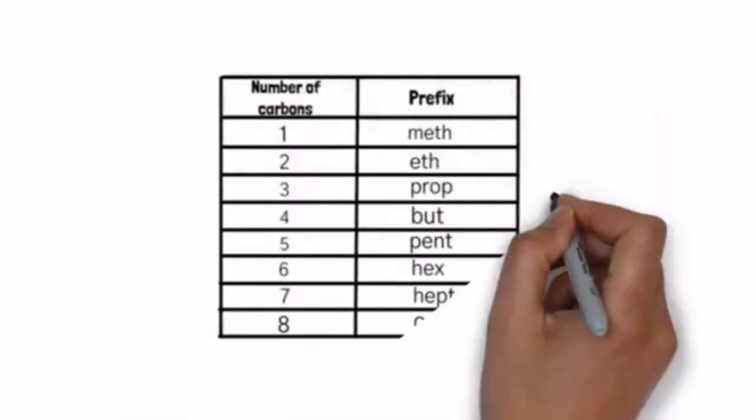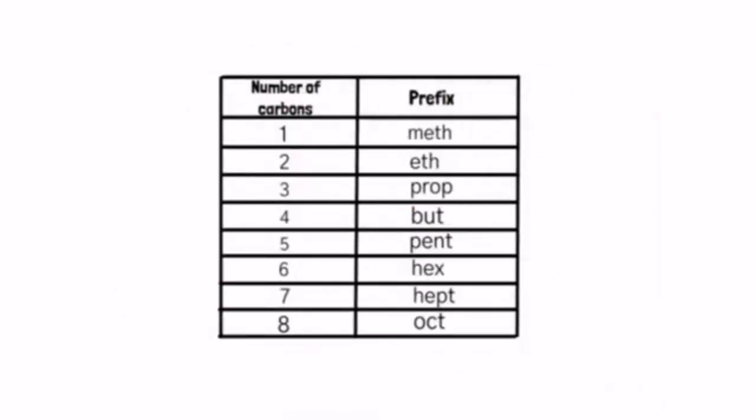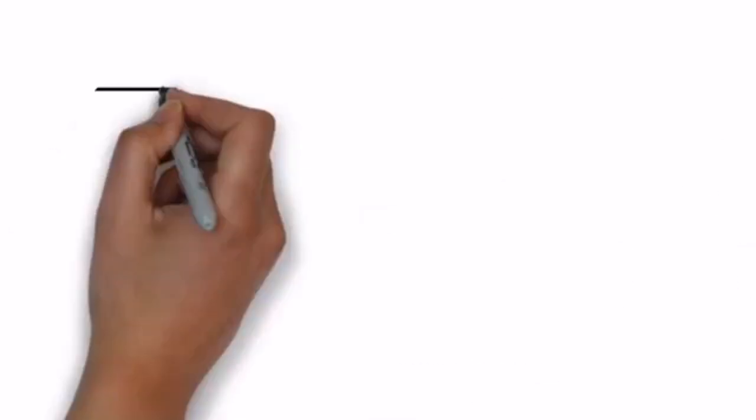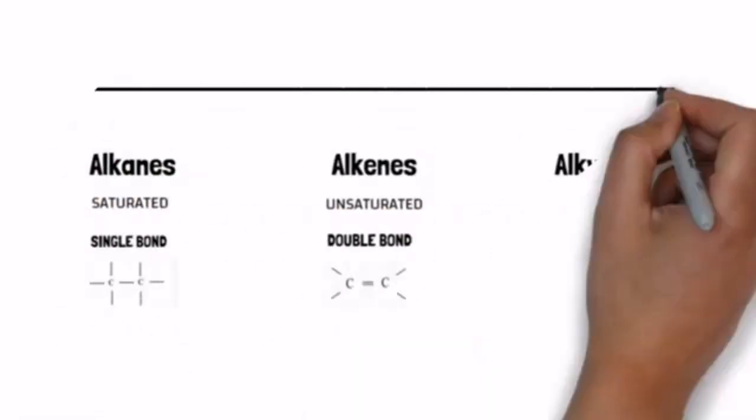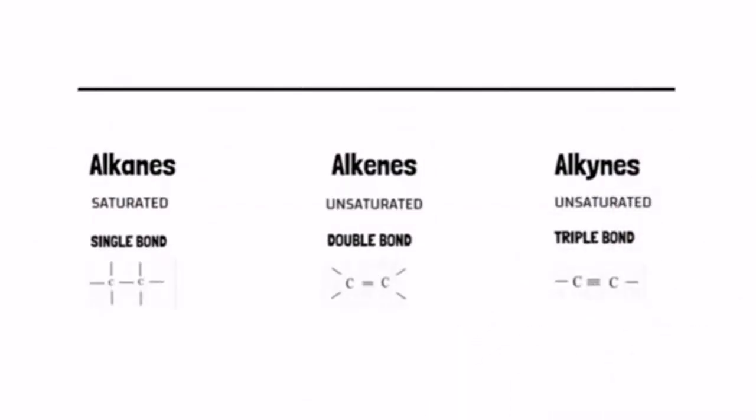So we have this table, the number of carbon atoms as well as their prefix. If we have 1 carbon atom, the prefix will be meth. If we have 2 carbon atoms, it will be eth. If we have 3 carbon atoms, it will be prop. 4 but, 5 pent, 6 hex, 7 hept, 8 oct. These are prefixes. Okay, let's talk about alkanes, alkenes, and alkynes.